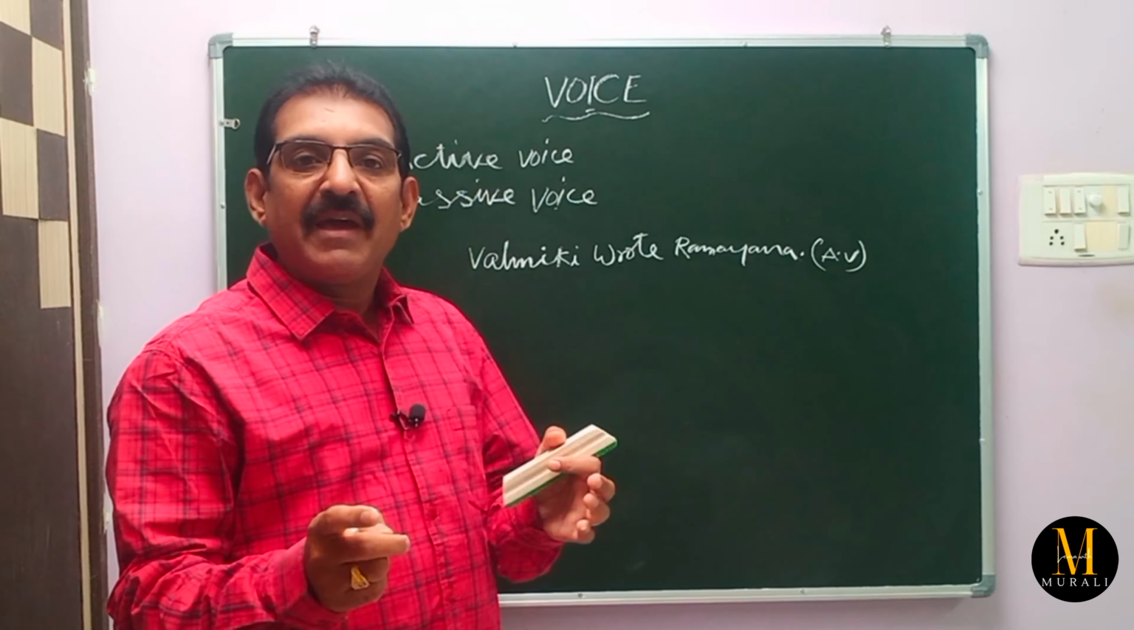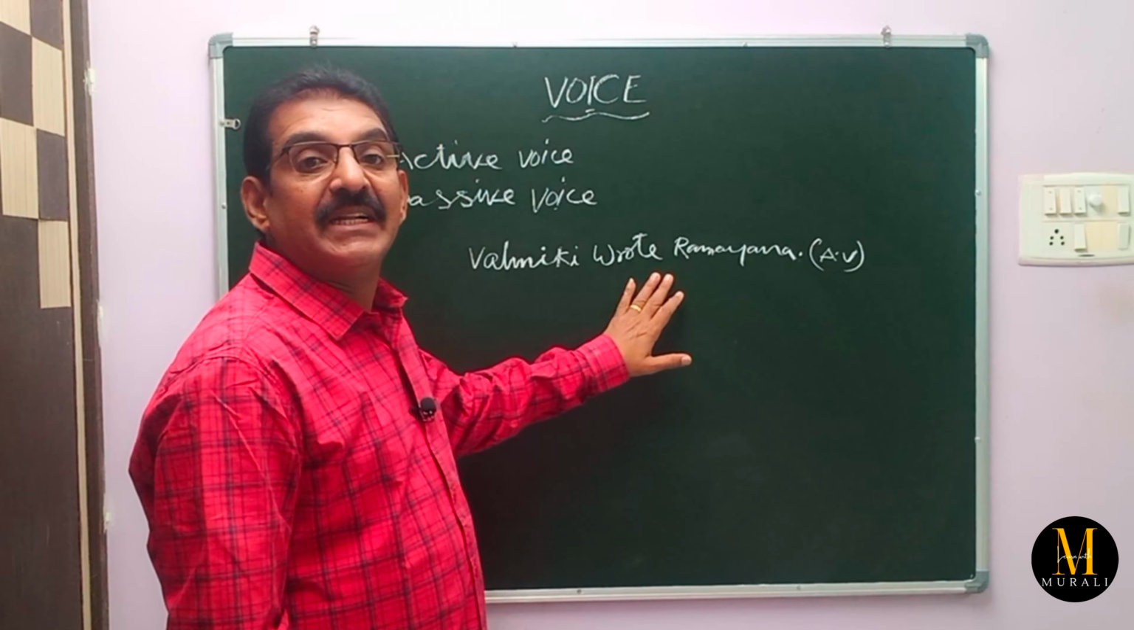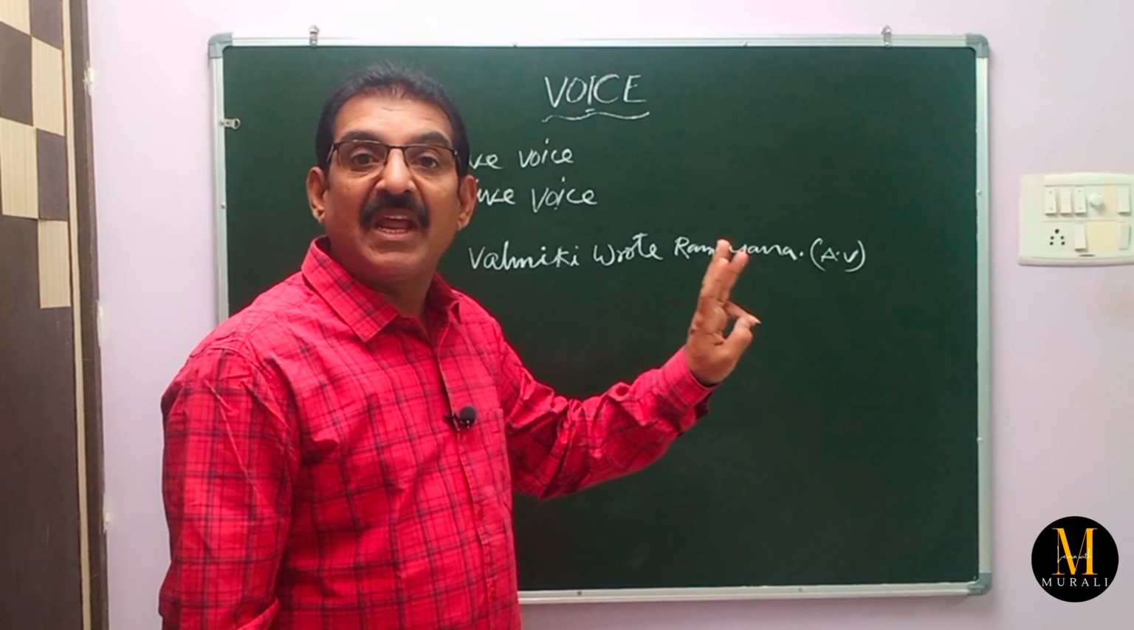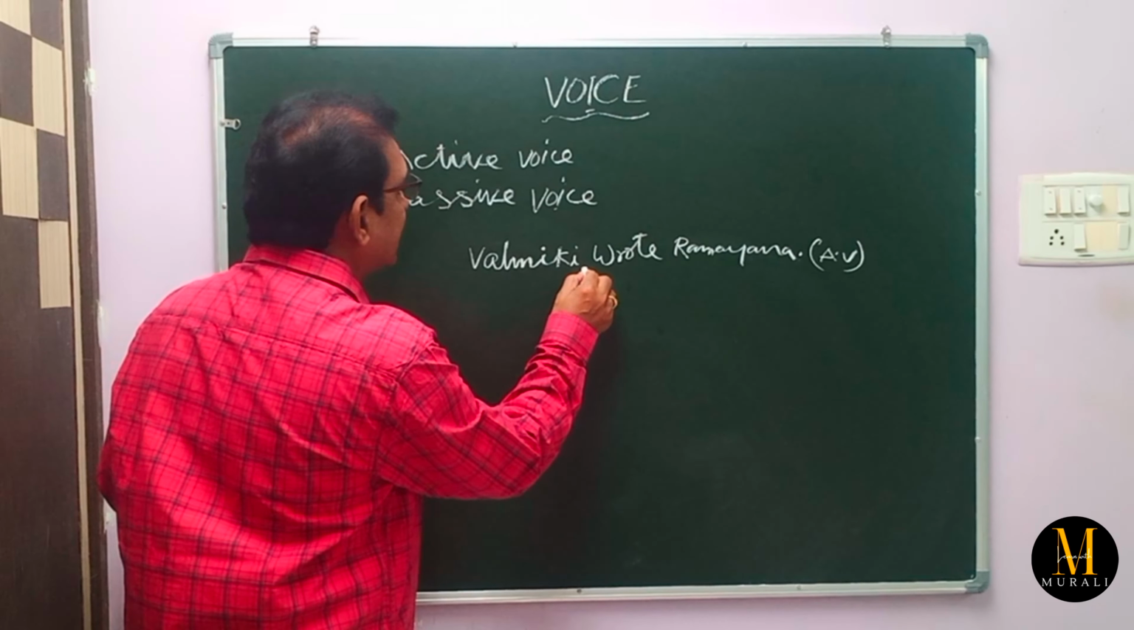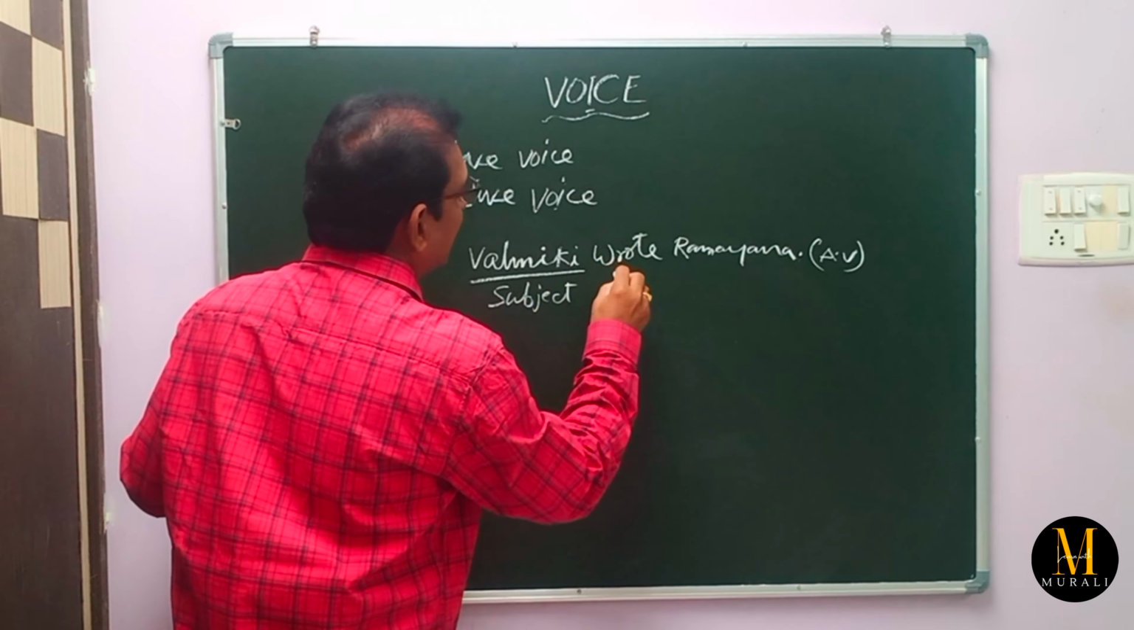Whenever we change active voice to passive voice, we follow some rules. First rule: we divide the given sentence into three main parts. Number one, subject. Second, verb. Third, object. Okay? So whenever we change into passive voice, the object will come first. Means, Ramayana.